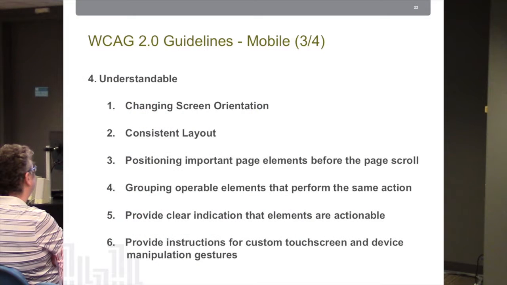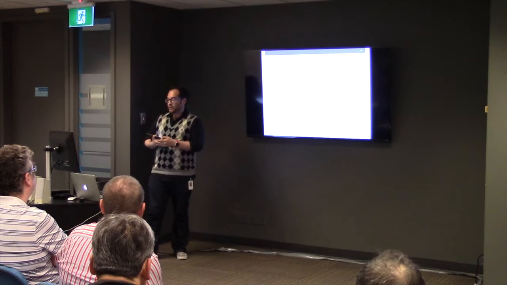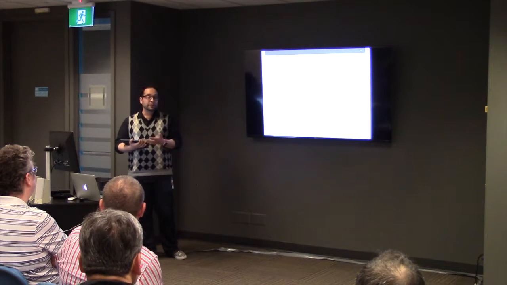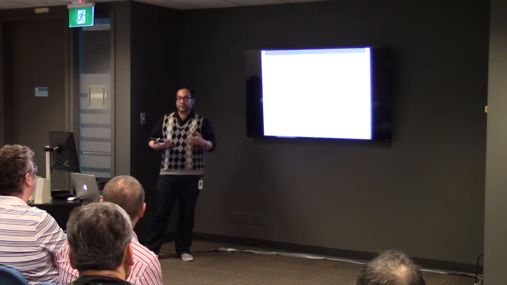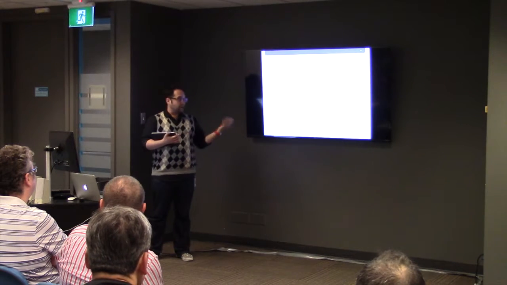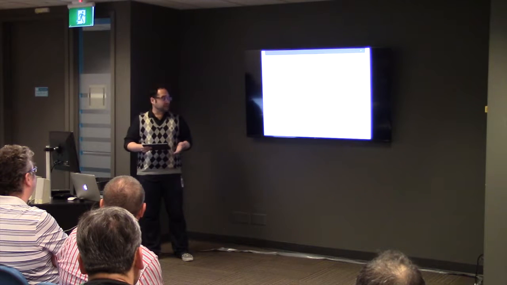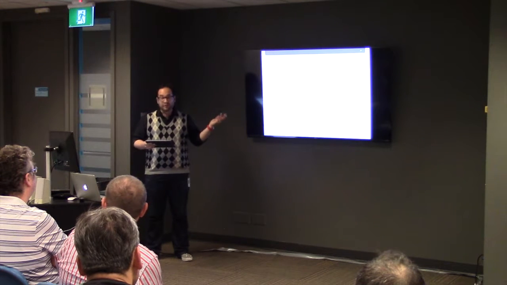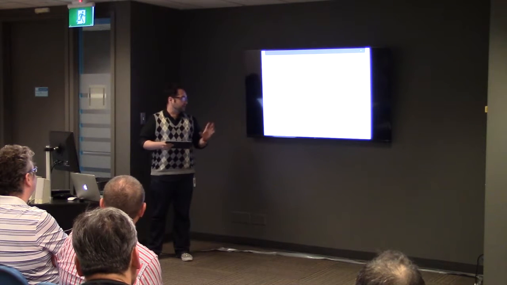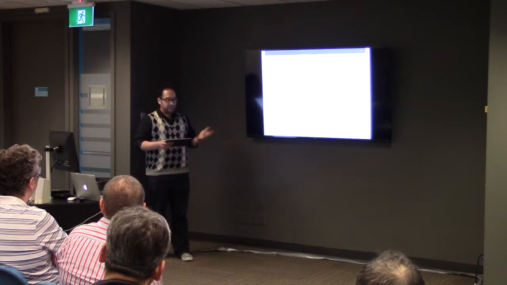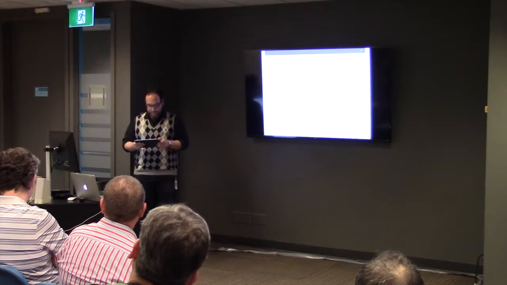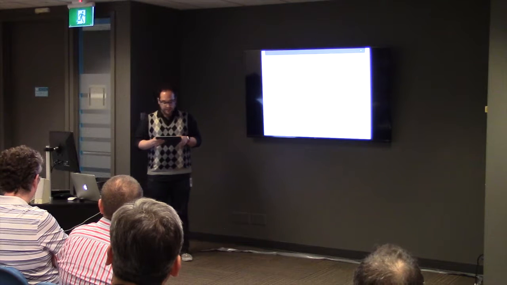And lastly, when dealing with making sure that things are understandable, instructions. Instructions are really critical, so you want to make sure that your instructions for how people use your application are readily accessible, and that they provide instructions on how to manipulate the application if it involves some sort of gesture as well. And last, let's get into robust.